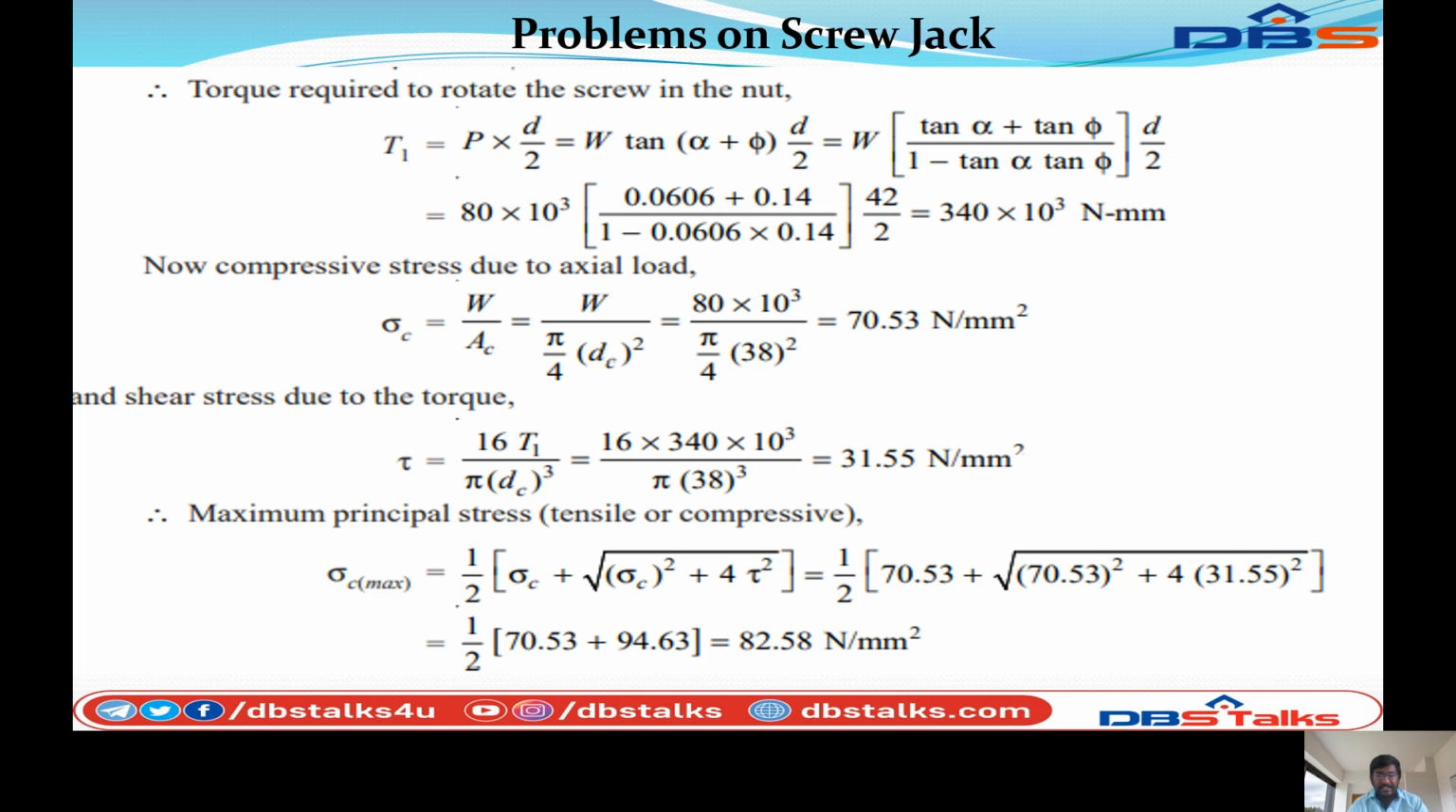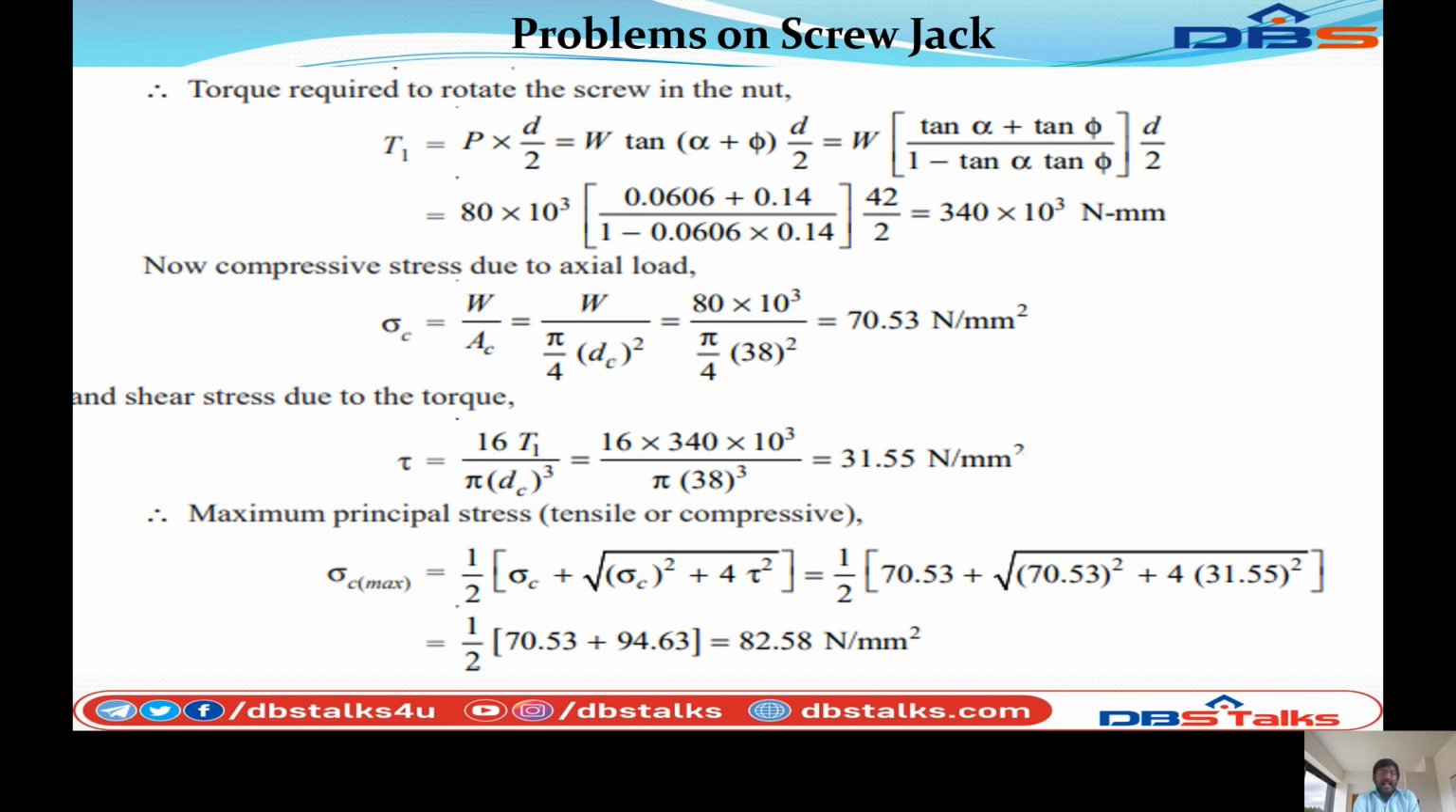And you can calculate the shear stress due to the torque. The shear stress tau is equal to 16 into T1 by pi into DC cube. So substitute the value, 16 into 340 into 10 cube by pi into DC 38 whole cube. So we can calculate shear stress tau is equal to 31.55 Newton per mm square.